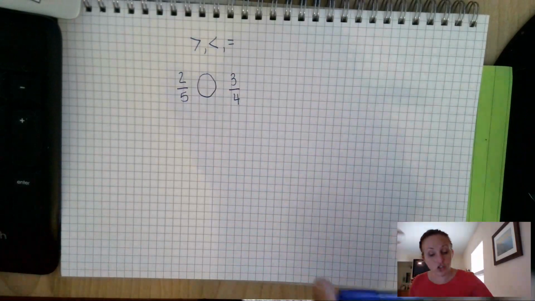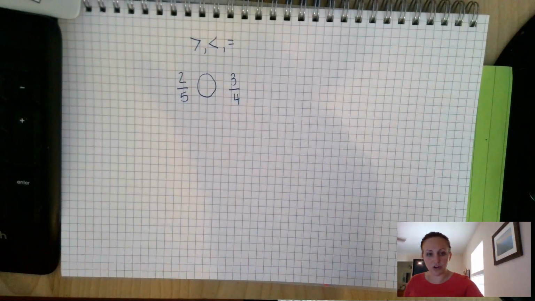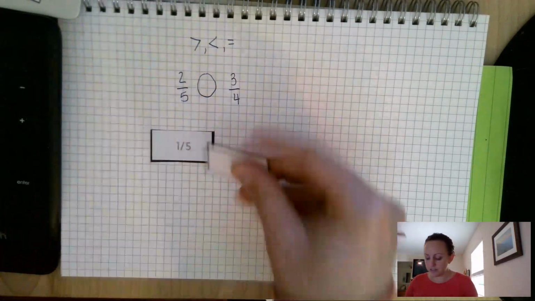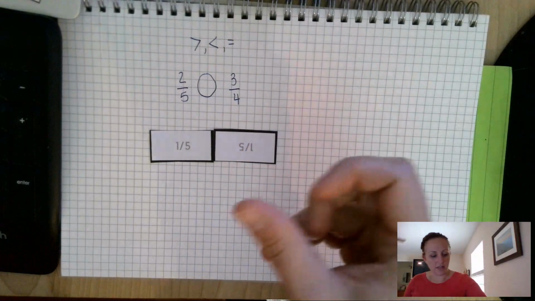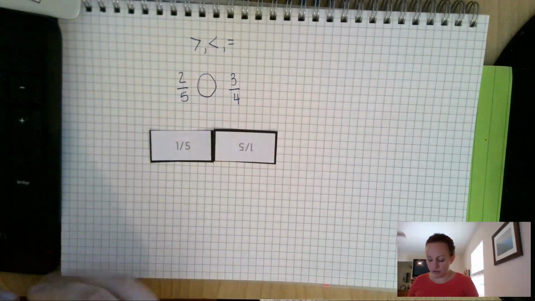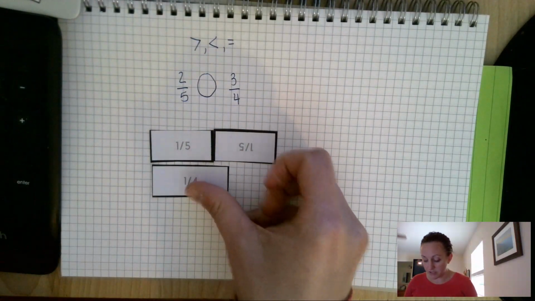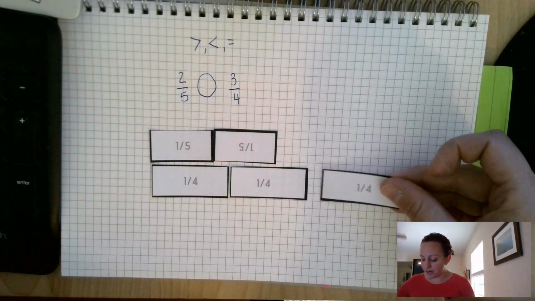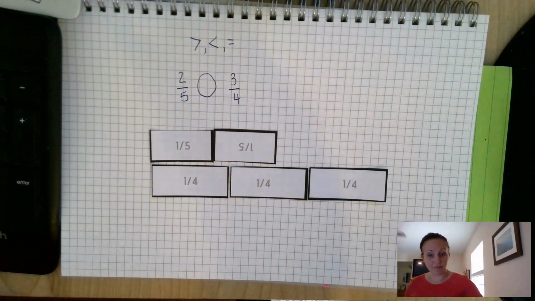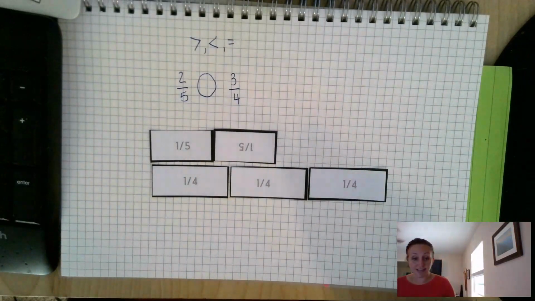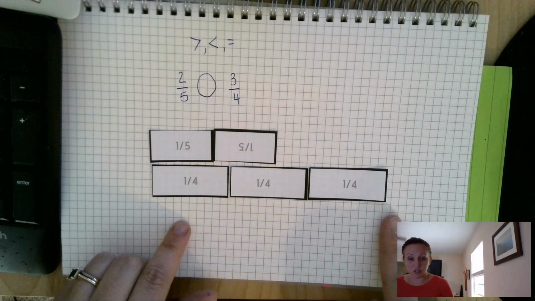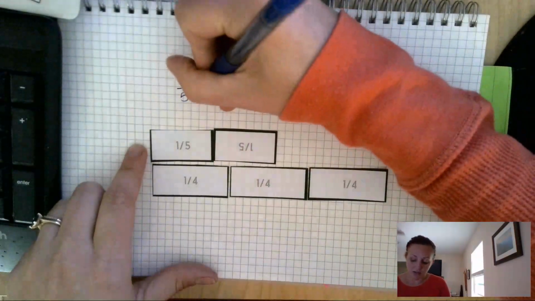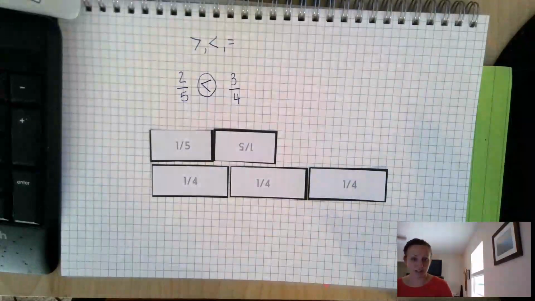I'm going to show you how to do it using the fraction strips first. I'm going to represent 2/5, and I'm going to represent 3/4. I'm going to see which one takes up more space, because that's the bigger fraction. Well, 2/4 is already bigger than 2/5, isn't it? When I'm looking at 3/4, look at how much more space this takes up than 2/5. So 3/4 is greater than 2/5.